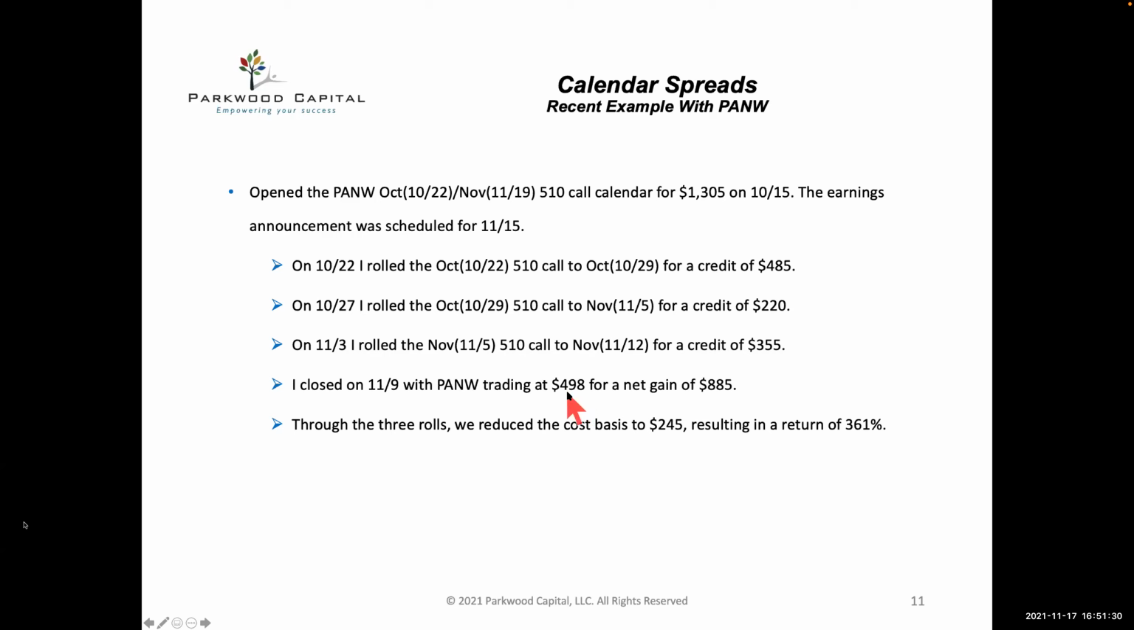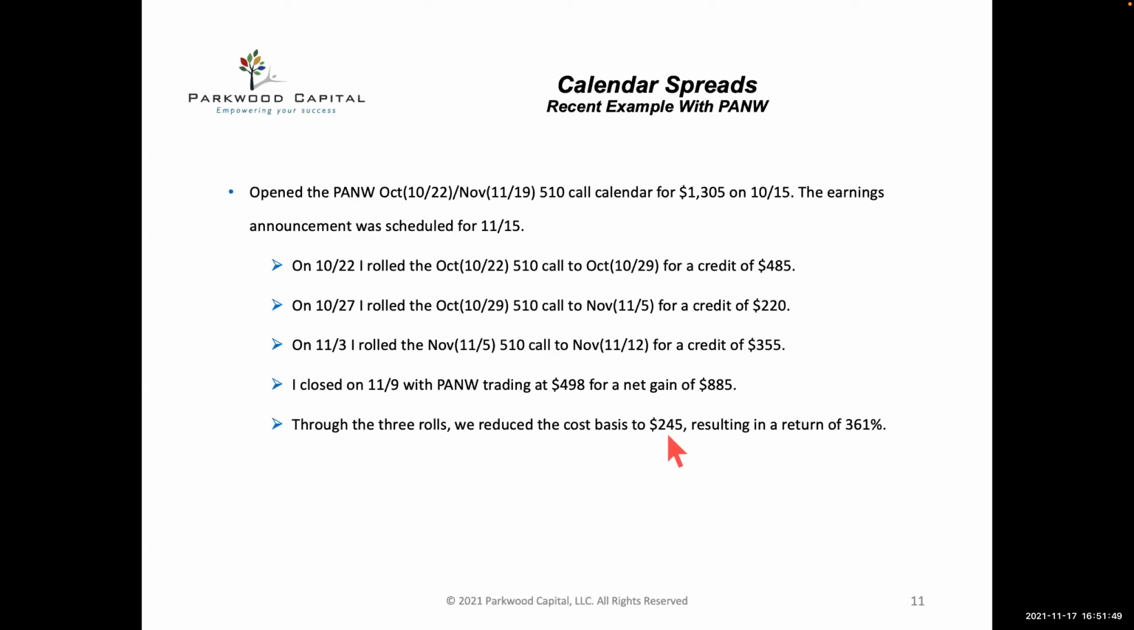It was down to 498. I still have a calendar at 510. So it was starting to kind of weaken, and I was a little concerned about that. So I closed it early. Now, through those 3 rolls, we had reduced this 1305 cost down to 245.